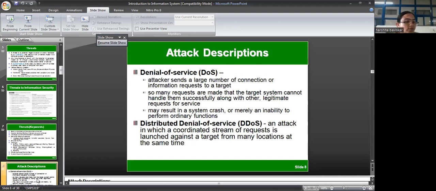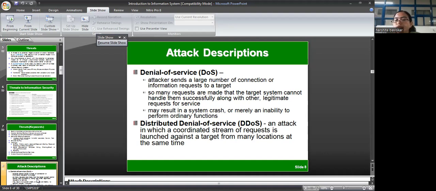Now, the next slide deals with the detailed description of the types of attacks which we have just listed. The first type of attack was the denial of service attack. How does this attack work? Here, the attacker will send a large number of connection requests or information requests to a target machine. So many requests are made that the target system cannot handle them successfully along with other legitimate requests of the service. It may result in a system crash, or it may merely perform its ordinary functions, or it may destroy your functions. This is the working of DoS, the denial of service attack.